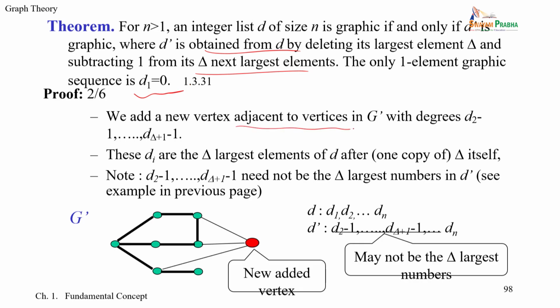So, we add the new vertex adjacent to the vertices in G' with the degrees d2 minus 1 and so on to d delta plus 1 minus 1. So, these di are the delta largest elements of d after delta itself. Note that d2 minus 1 and so on to d delta plus 1 minus 1 need not be the delta largest numbers in d'. So, this is the new vertex and these may not be the largest numbers. Like that we can understand the sequence of the graphic ideas.